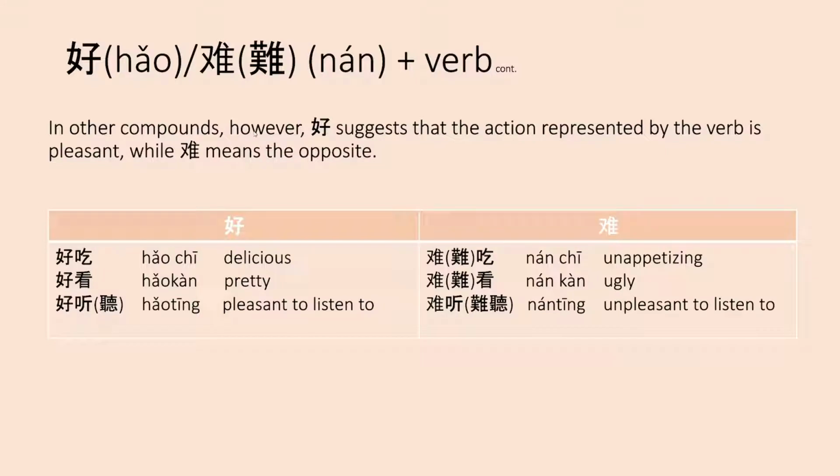In other compounds, however, 好 suggests that the action represented by the verb is pleasant, while 难 means the opposite, so it represents unpleasant things. So for 好, you can say 好吃, something is delicious. 好看, something is pretty or beautiful. 好听, something is pleasant to listen to. And then you could say 难吃, something that's unappetizing. 难看, something that's ugly. 难听, something that is unpleasant to listen to.